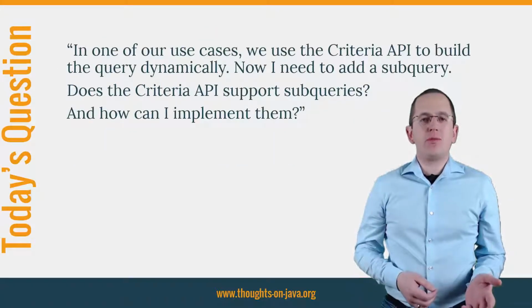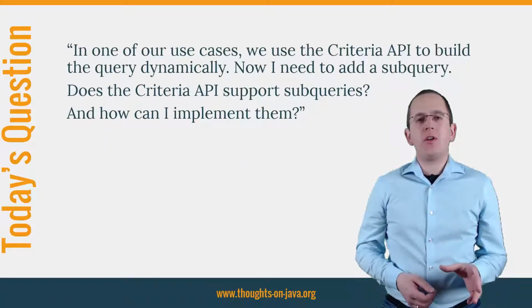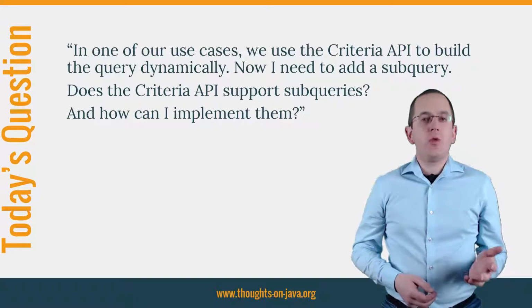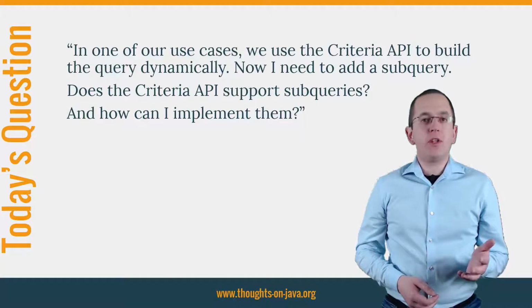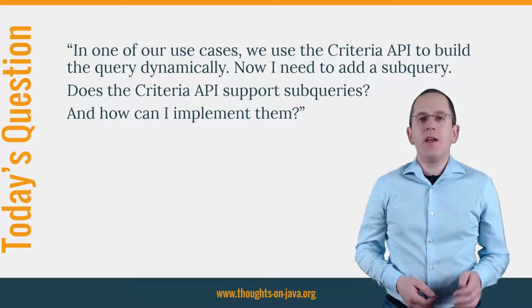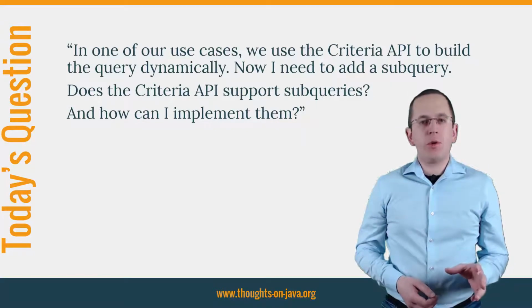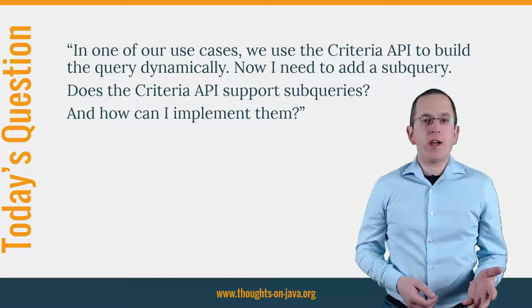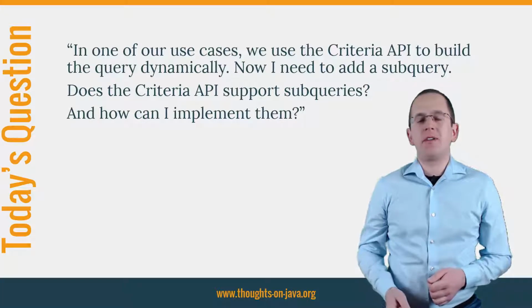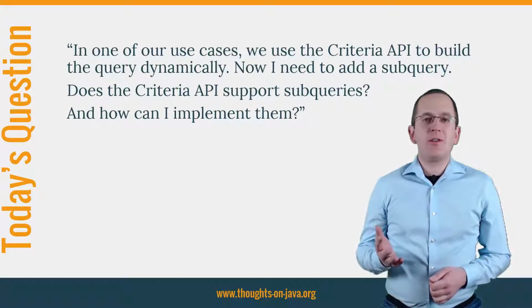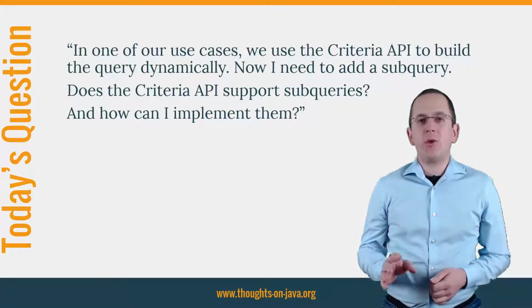One of the readers of my blog asked me the following question. In one of our use cases, we used the Criteria API to build the query dynamically. Now I need to add a subquery. Does the Criteria API support subqueries? And how can I implement them? Yes, you can use subqueries in your CriteriaQuery, and I will show you how.